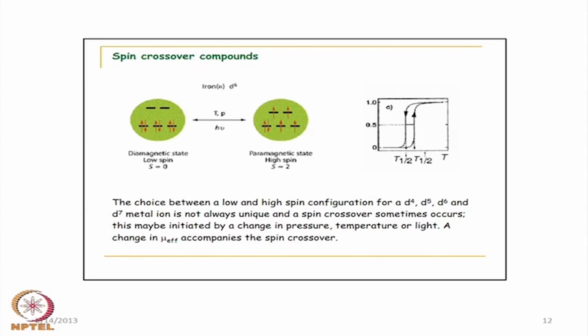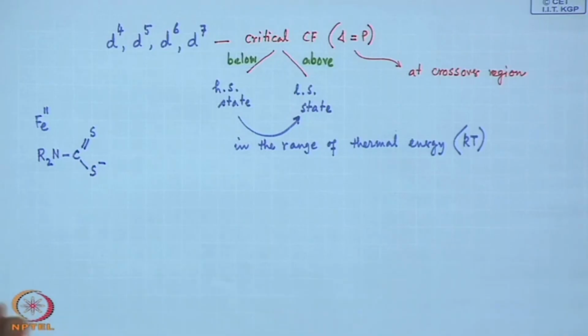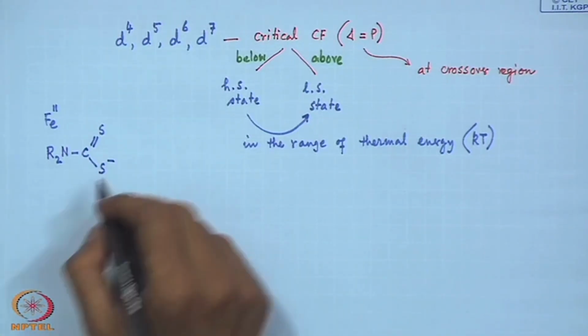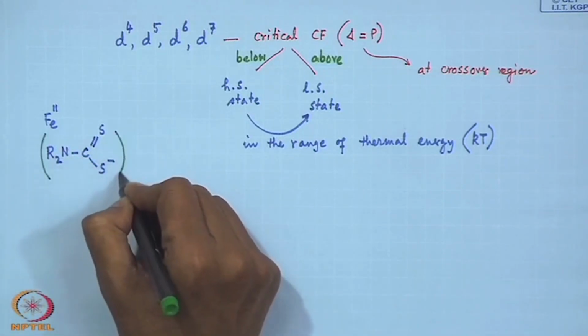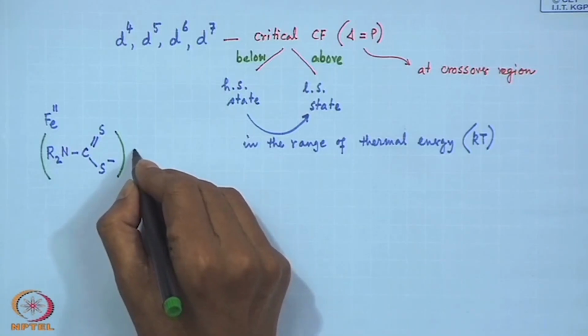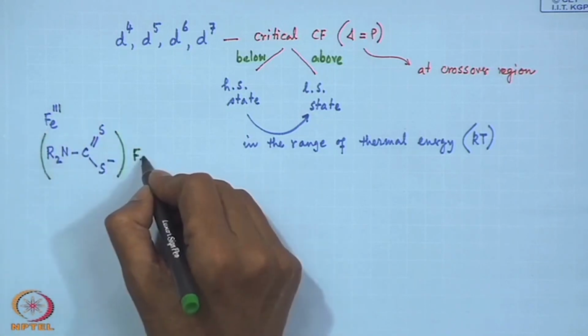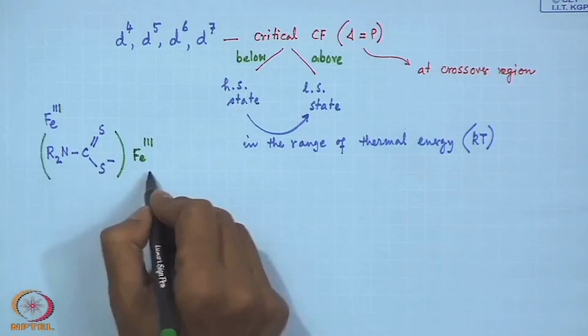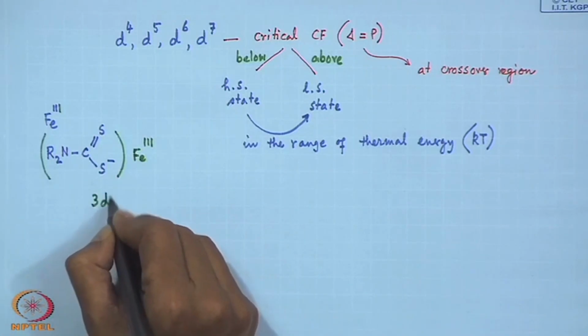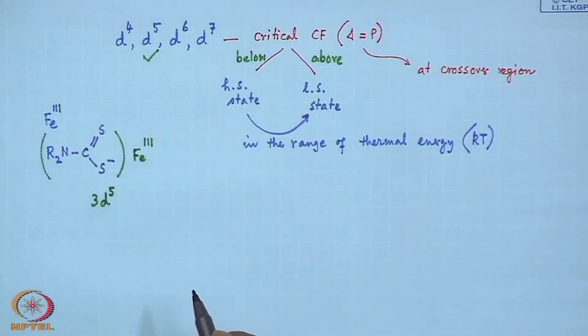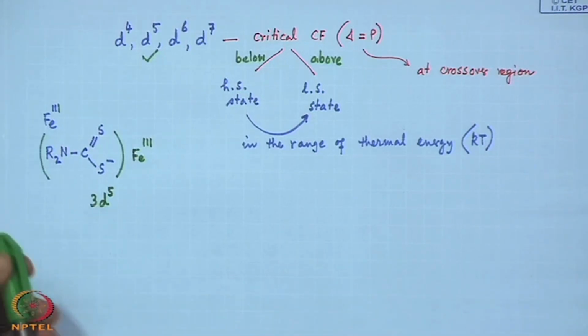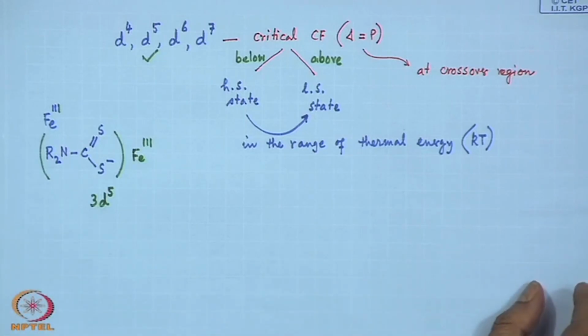some well known examples are the dithiocarbamate complexes we discussed earlier, from dialkylamine, the N,N-dithiocarbamate, and in this particular case we get an iron 3 compound. These ligands are mononegative, so the charge is balanced and it is a neutral compound, and now we come to the 3d5 situation. These R groups can be different types depending upon the corresponding amine.